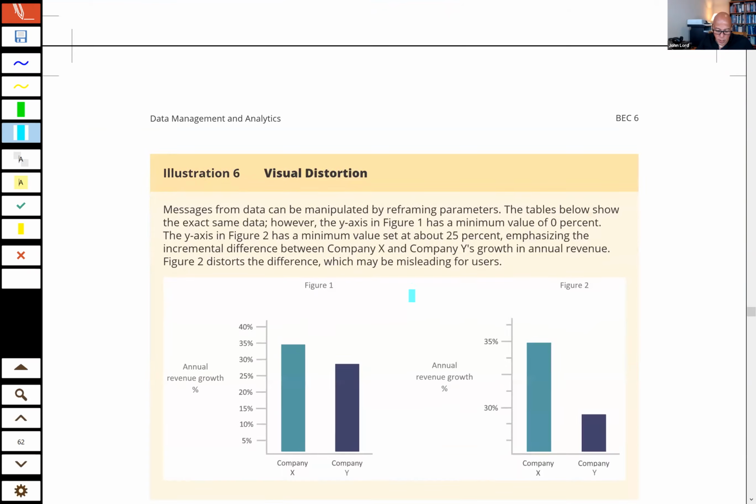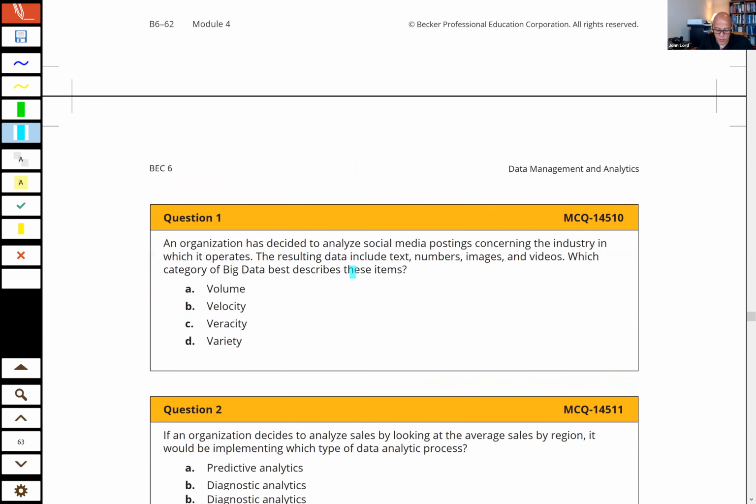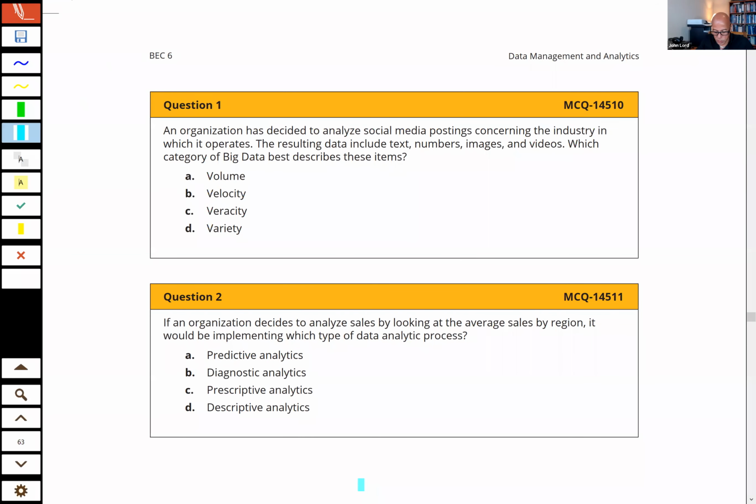Okay, I think that's enough of the visualization stuff. Let's take a look at a couple of multiple choice questions now for our data analytics discussion.